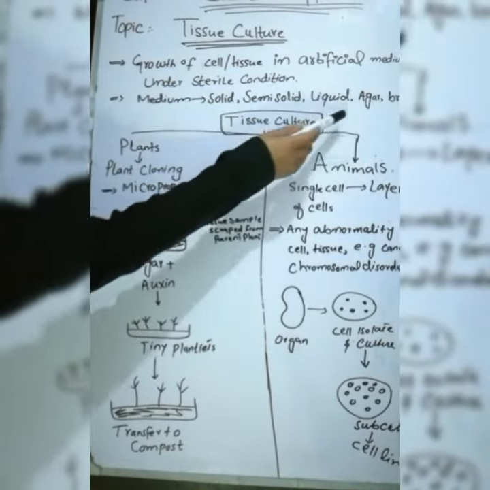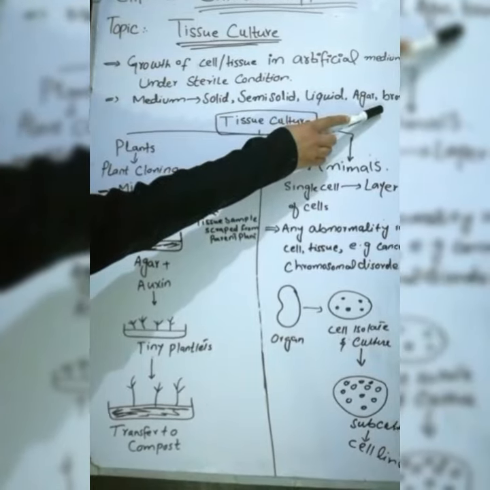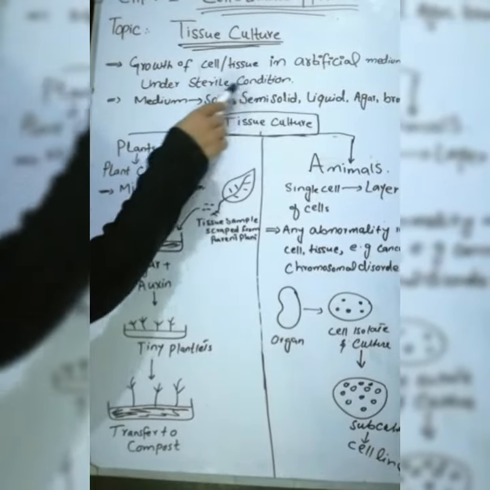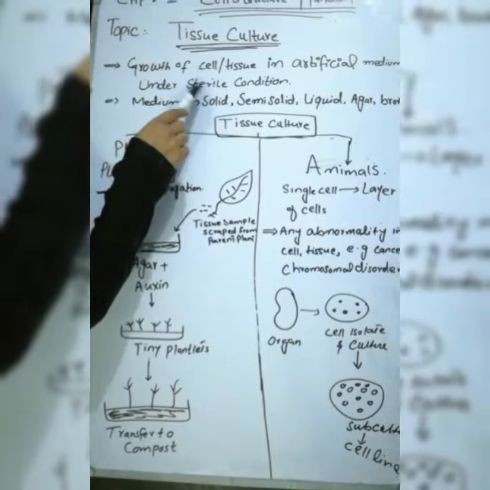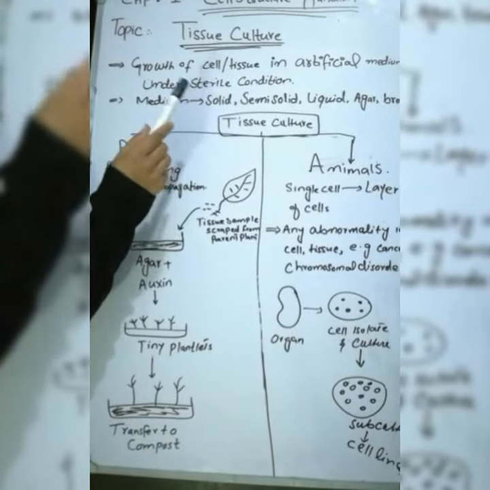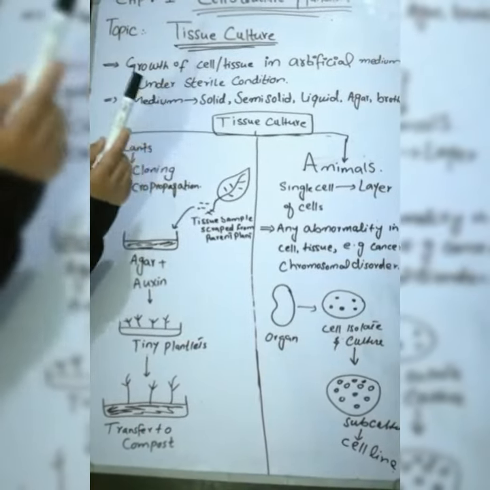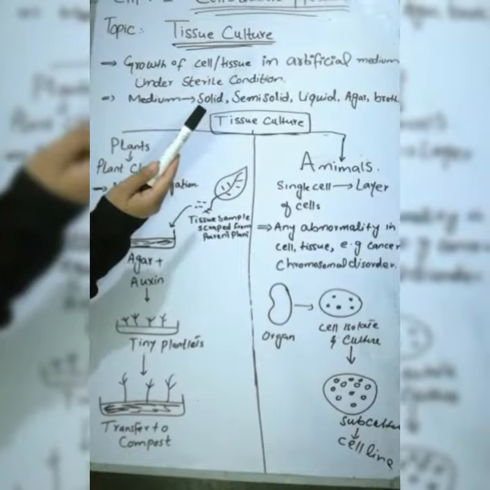For example, agar can be used as a nutrient medium. Broth can also be used as a nutrient medium. Sterile condition means that the atmosphere or the area or the place where you place your tissue culture plate or tissue culture container must be free of any contamination.